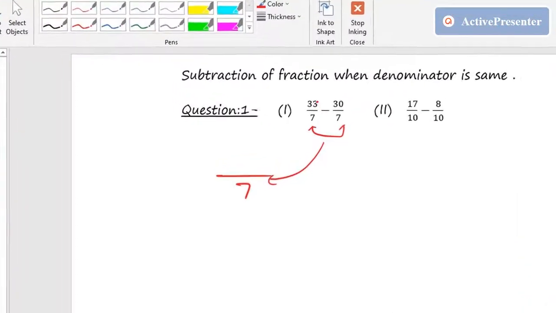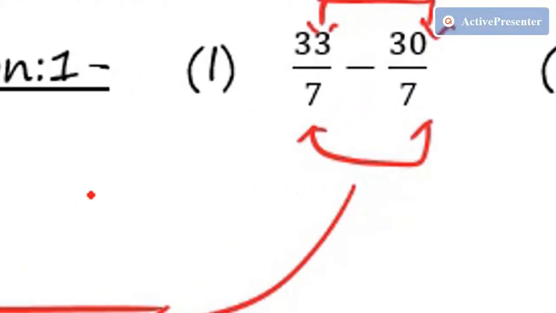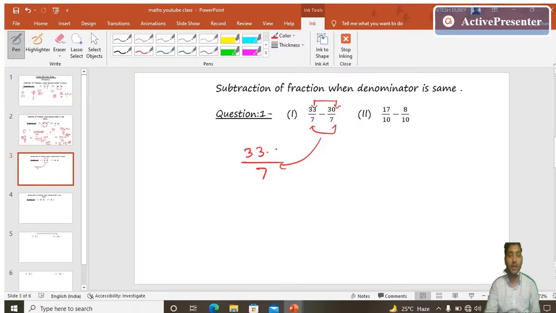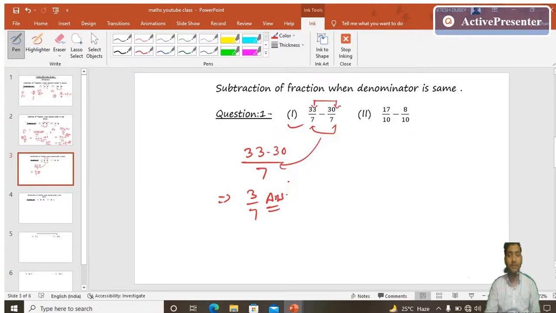Okay, now just subtract the value which has been given in the numerator. Now here, if you are subtracting the value 33 minus 30, it means 33 minus 30 is going to be 3. So 3 by 7. In this question your answer would be 3 by 7. Okay. Now, this is pretty simple when you are solving questions where the denominator is the same. But it will be more complicated when there are a number of terms in the addition and subtraction. We will solve those types of questions later in the video series.